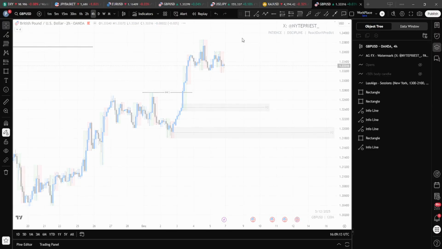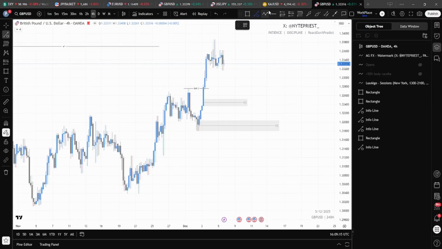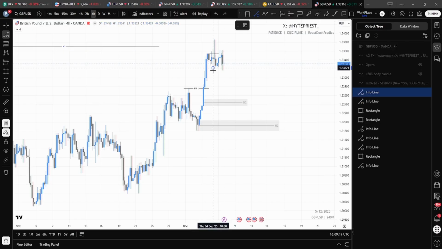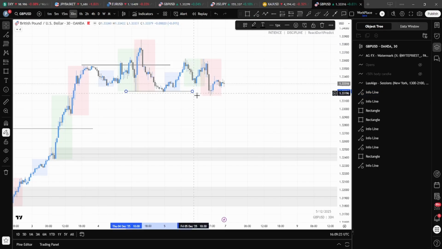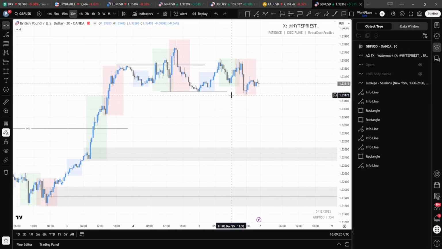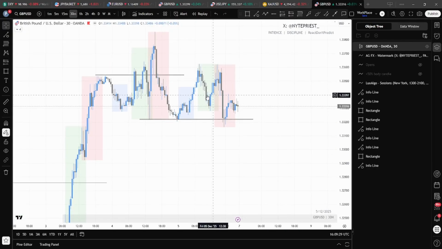So as you can see on the 4-hour time frame, we broke above the high, and then let's see if we had a pending closure on the lower time frame. So on the 30-minute time frame, as you can see, we are not having any closure here on the 30-minute time frame.